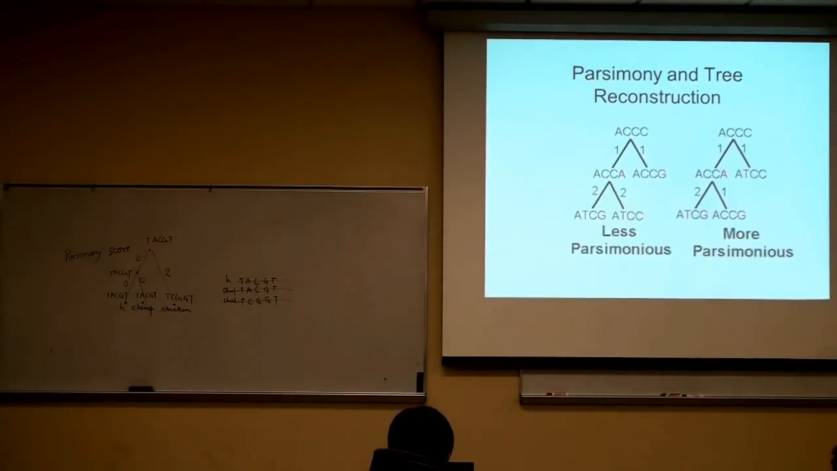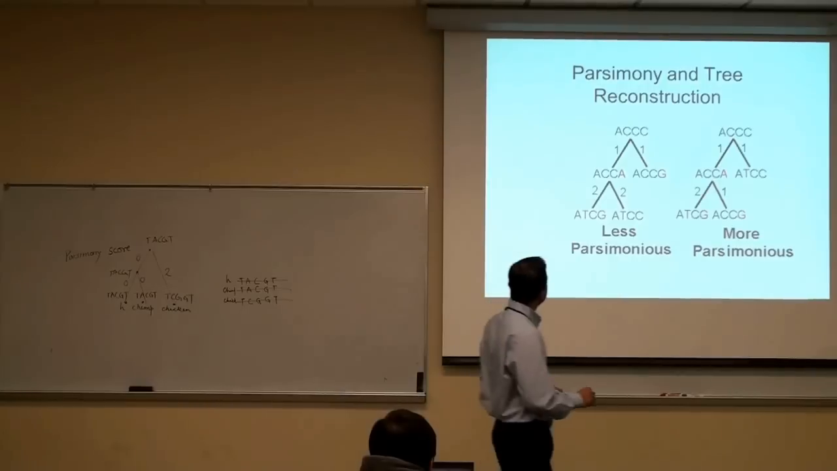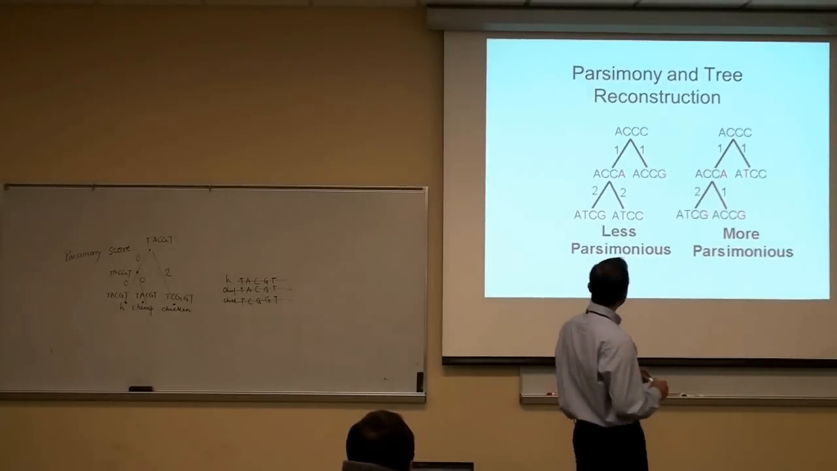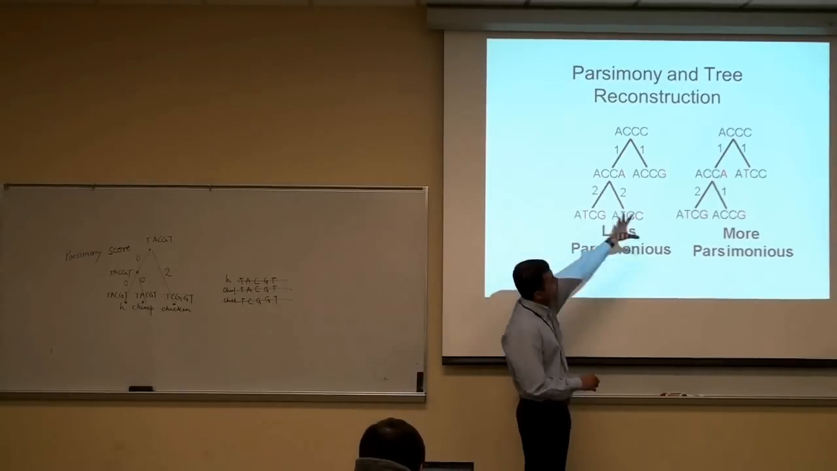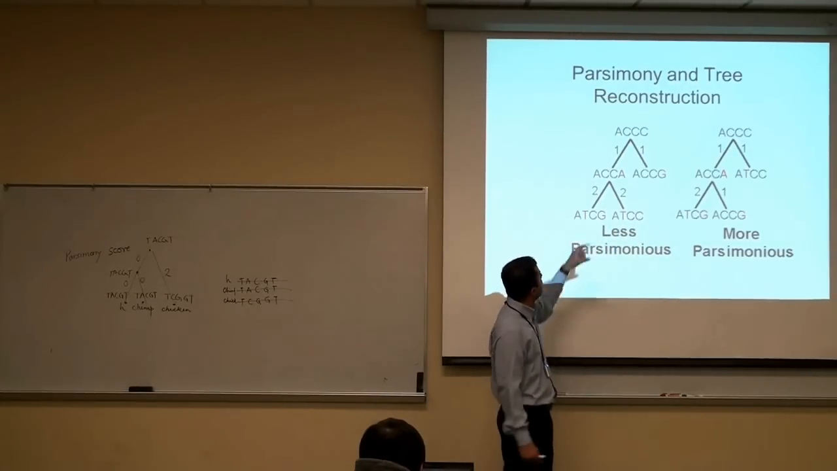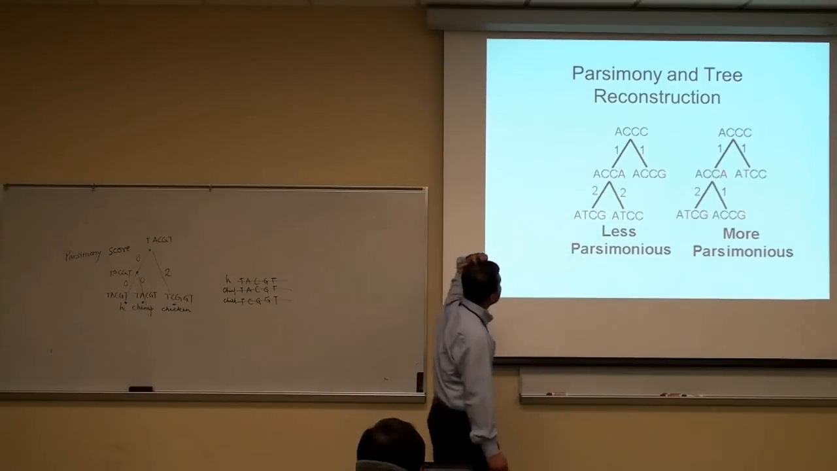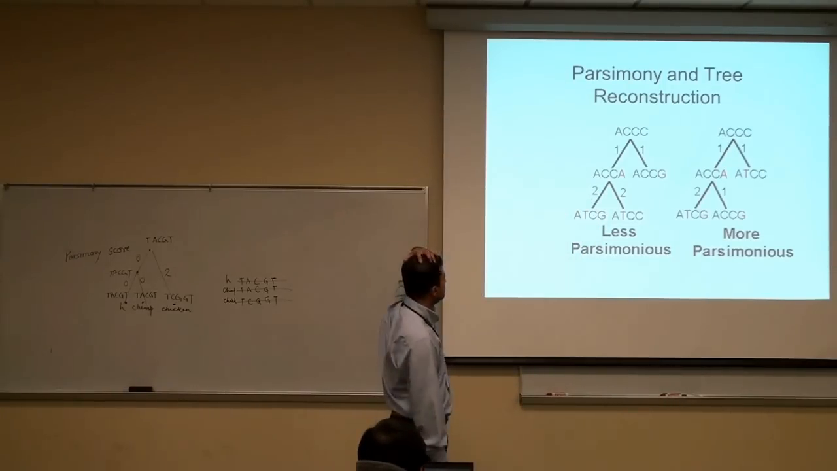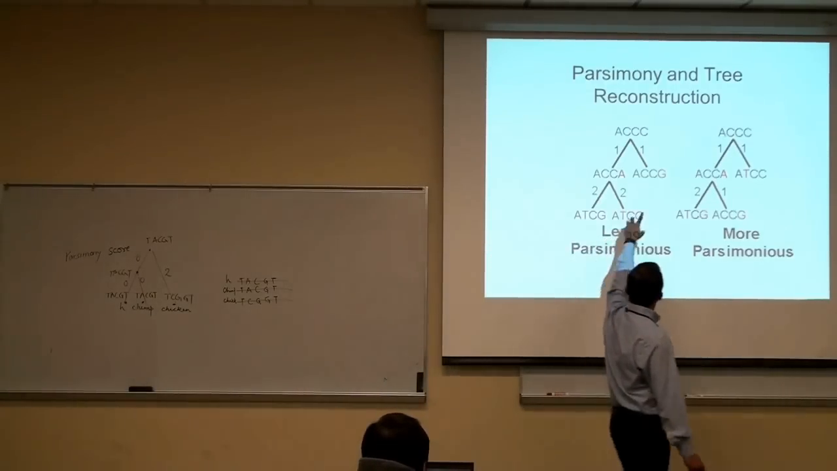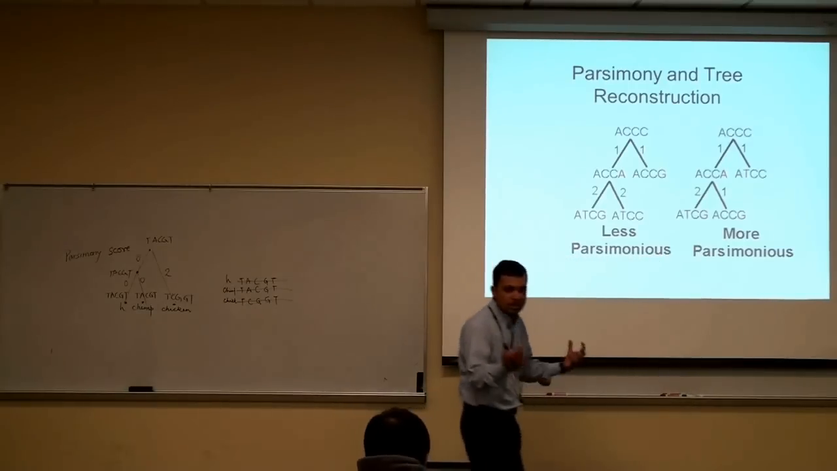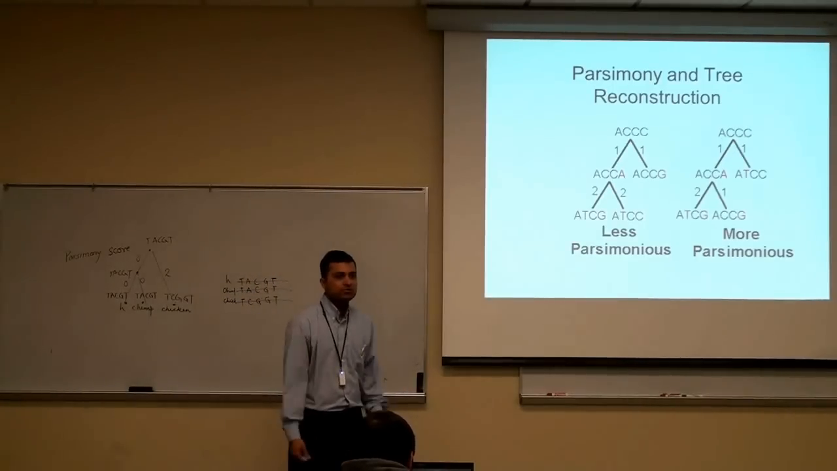So here's a couple of examples. These are 2 different trees for 2 different data sets. Actually, they look like the same sequences, but just arranged differently. That's right. So it's the same data, but two different guesses for the evolutionary history.